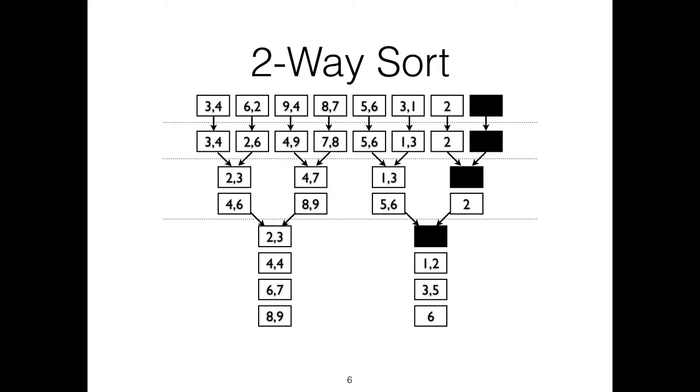So to get 2, 3, 4, 4, 6, 7, 8, 9, and then separately empty 1, 2, 3, 5, and 6. Because if you had like a page of 3, 4, 6, 2, and you sorted it, you would have to go through, you have to read all 4. But in that step, since you halved it each time, since there are blocks of 2 halves, you only need to iterate twice.